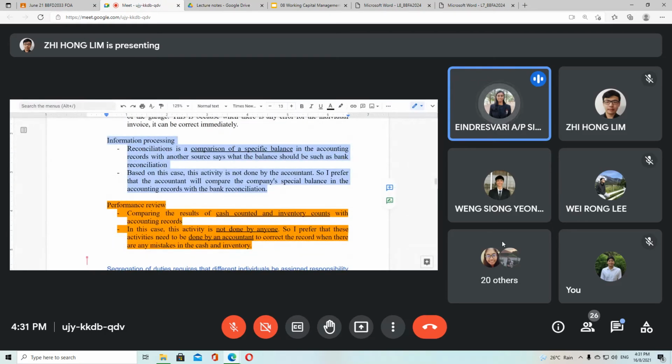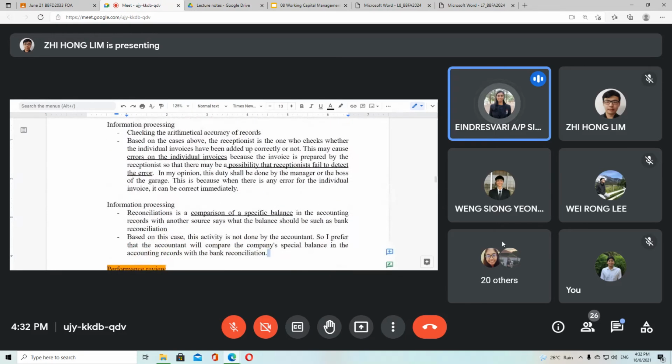So what is the reconciliation here? The comparison with the bank statement. What is special balance in the accounting record? Like the car used for the garage, like, what's that? The question is asking about bank reconciliation, correct?